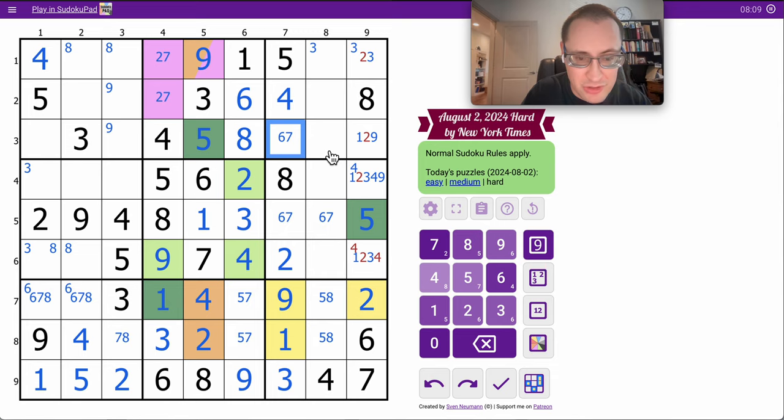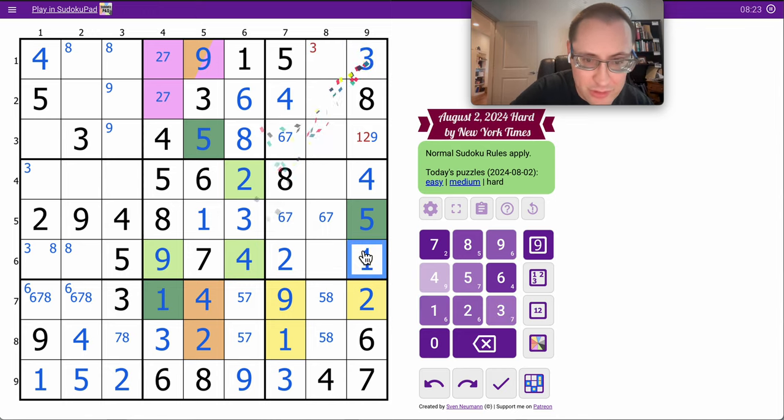So that ends up as 6, 7. That places this 4, which... how many 4s is that? That's all of them. Okay. This is a 3, so that's a 1. This can't be 3. This is 9.